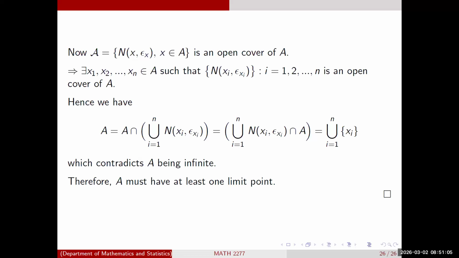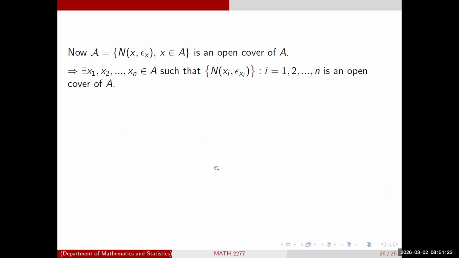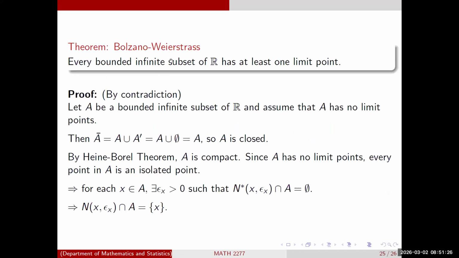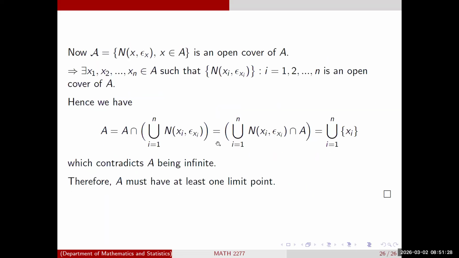Very nice proof. It brings together all of the ideas we learned so far: boundedness, closed sets, compact sets, limit points, unions, neighborhoods. So it all comes together in this nice proof. Make sure you know this proof. So that's Bolzano-Weierstrass. Are there any questions?